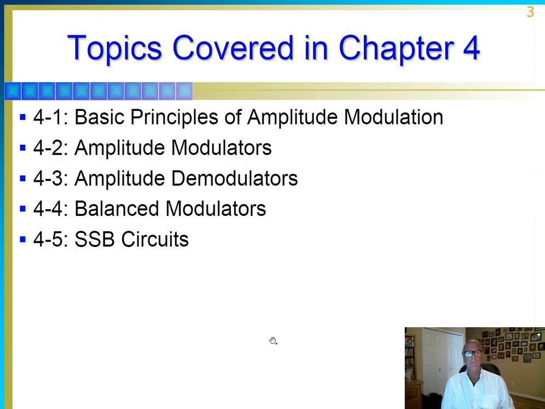So we're going to do a quick review of the amplitude modulation principles, just one or two slides on that. We're going to look at amplitude modulators and then amplitude demodulators. And then the last two topics, balanced modulators and SSB circuits. Not going to focus on those that much, a little bit, but it can get fairly high level there, and we don't really need to do that at this point in time. But there's a few topics in there that are important that I'll focus on.